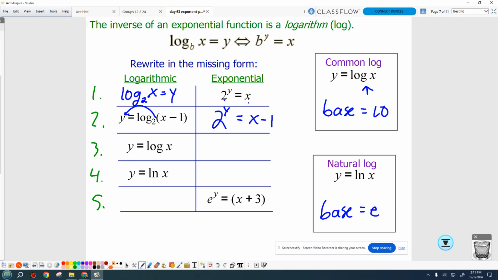So Ignacio, number 3, it just says log, there's no base written, so what's the implied one? 10. So how is this going to work? 10 to the y equals x. I know what you meant, but it's not what you said. Michaela, number 4, how do we translate that one? E to the y equals x.